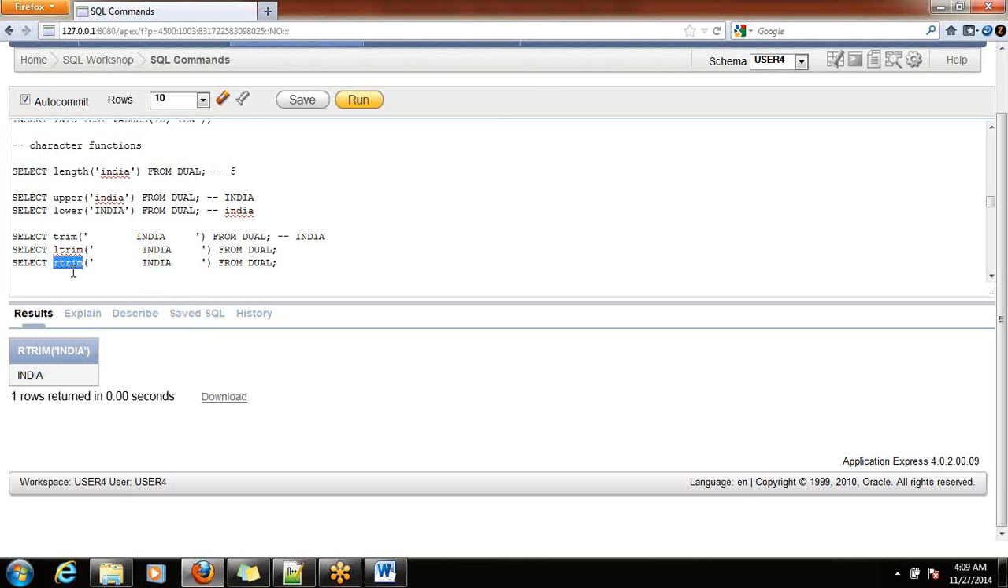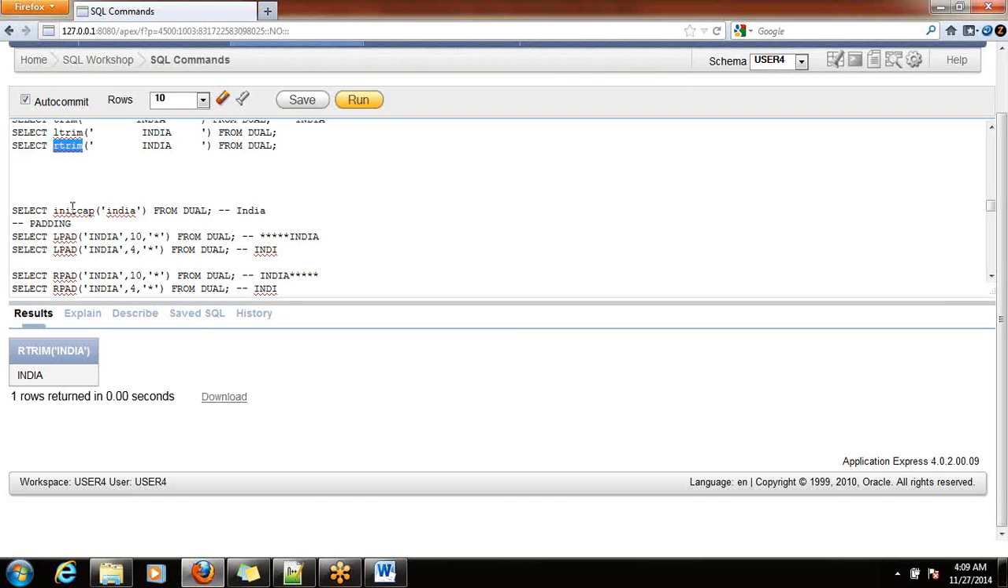Simple functions. Now here there is a function which you would initialize, that is, the first letter would be capitalized. India. Look here, the first letter is capitalized in India, I.